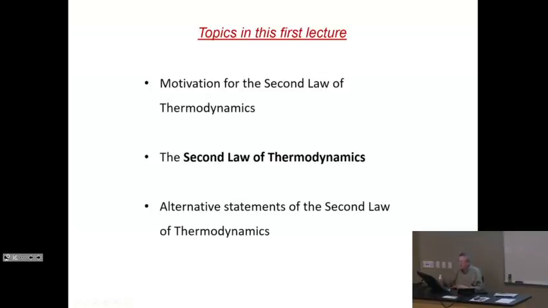In this first lecture, we're going to give you a motivation as to why you need the second law of thermodynamics. We will formulate the second law of thermodynamics in a variety of different ways. There are alternative ways to formulate that second law. And we will introduce this mysterious concept of entropy.